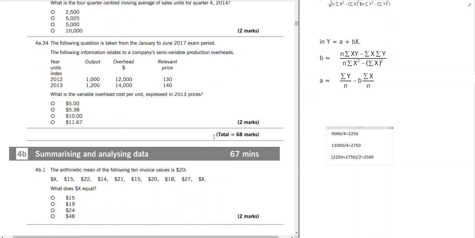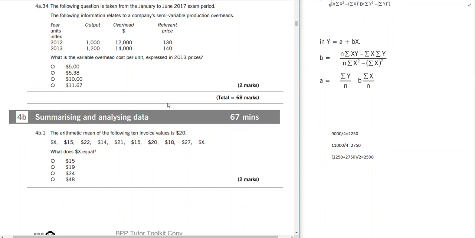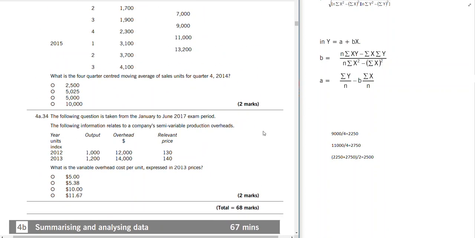What is the variable overhead cost per unit expressed in 2013 prices? The following question is taken from the January to June 2017 exam period. The following information relates to a company's semi-variable production overheads. We have output 1,000, 1,200 and overheads 12,400. So I will leave this to you. Using the high-low method or least squares method, you will be able to find the answer. Because it is two things, you can use the high-low method. So this is it for forecasting.